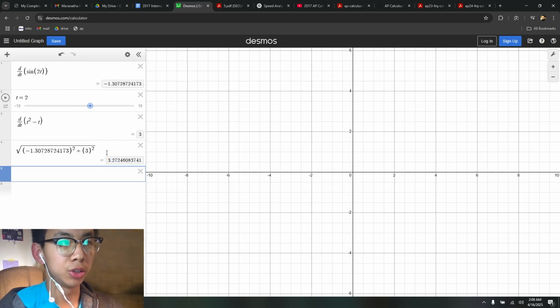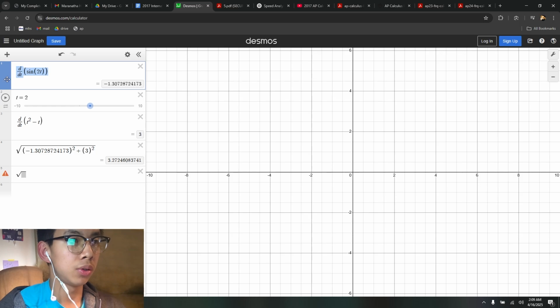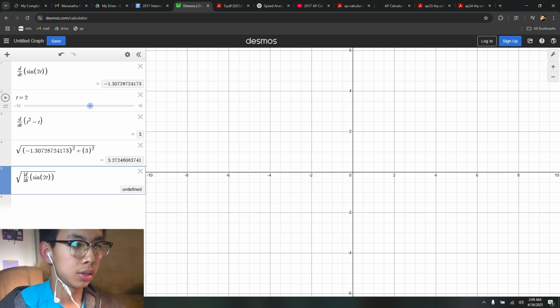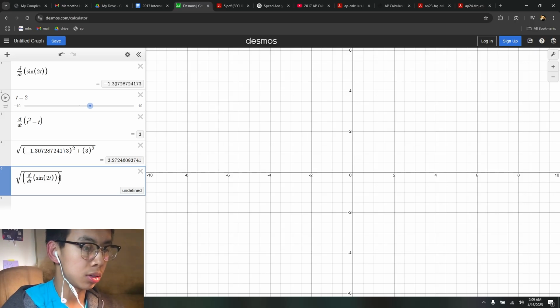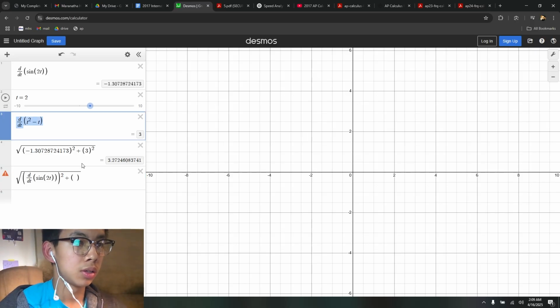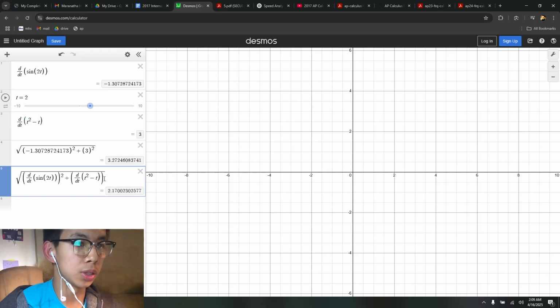You can also call functions as well. Square root of this squared plus this quantity squared as well.